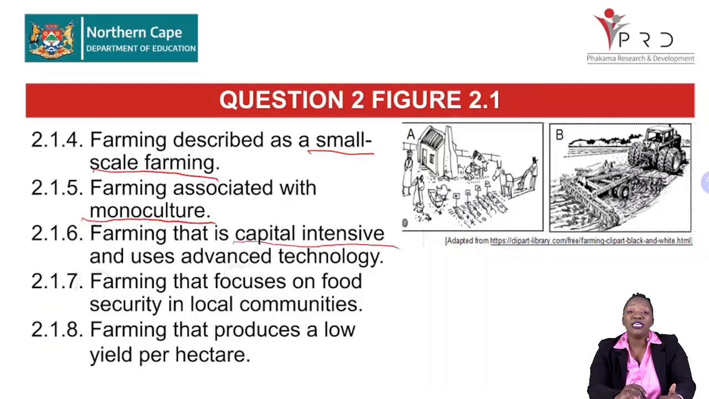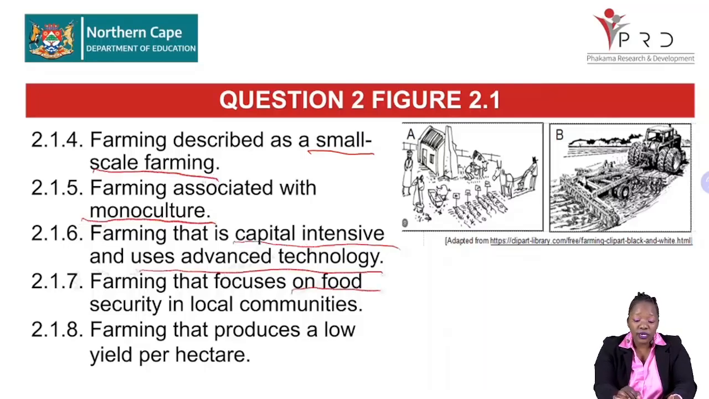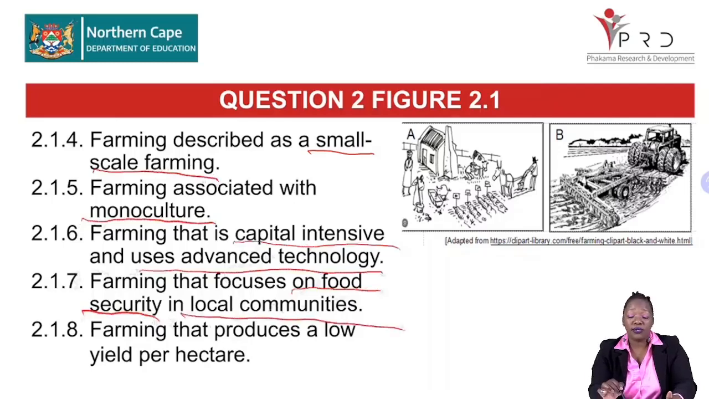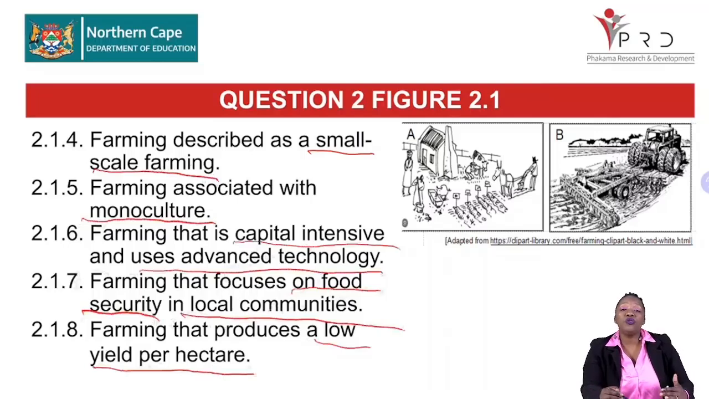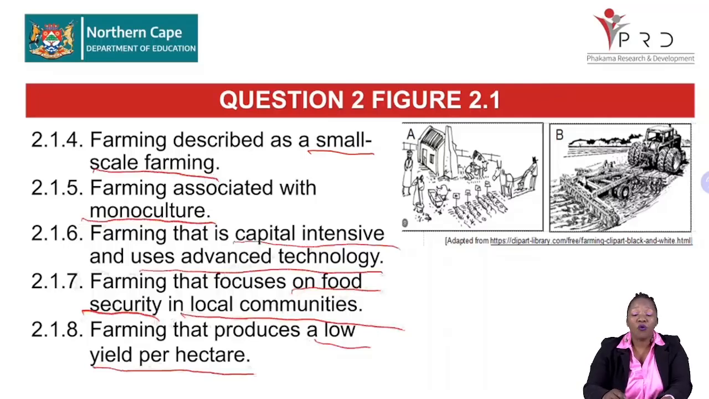So capital intensive, and they use advanced technology. And then number 7, the farming that focuses on food security. Again, you need to understand the concept. What is food security? So they are focusing on food security in local communities. And then lastly, the farming that produces a low yield per hectare. So now you have 5 questions, which means I'm going to give you 5 minutes. And then after 5 minutes, we will proceed to the corrections.